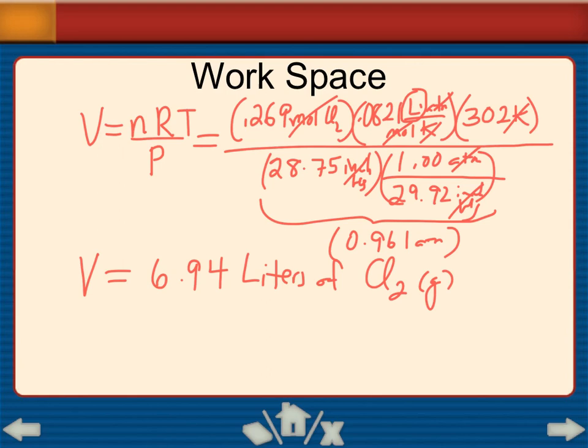So as you can see again, first we did some stoichiometry and then we did the ideal gas law. So in doing gas law stoichiometry under non-standard conditions, you can expect to do some stoichiometry and some work with the ideal gas law. Okay, that's it.